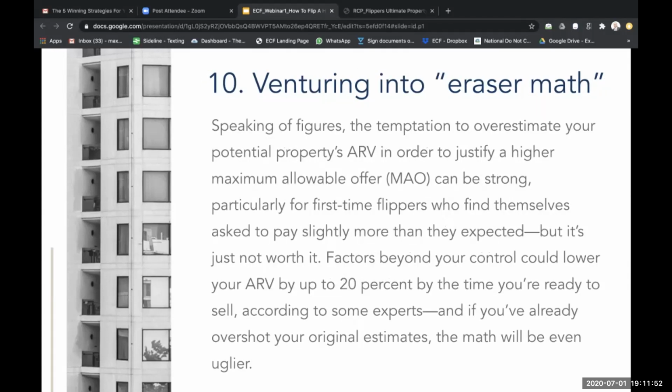Next page, please. Okay, so speaking of figures, the temptation to overestimate your potential property ARV in order to justify a higher maximum allowable offer can be strong, particularly for first-time flippers who find themselves asked to pay slightly more than expected. But it's just not worth it. So again, please don't exceed that 70%.